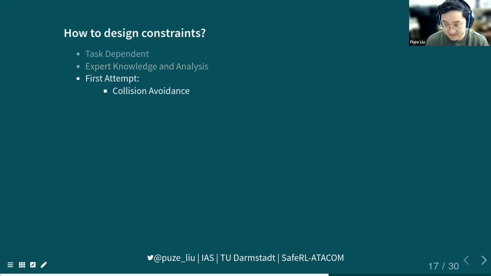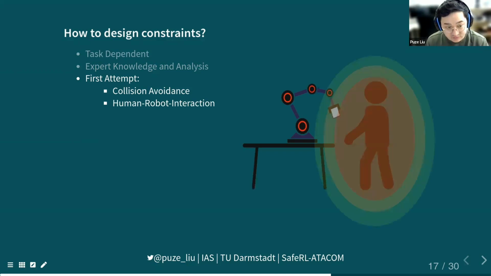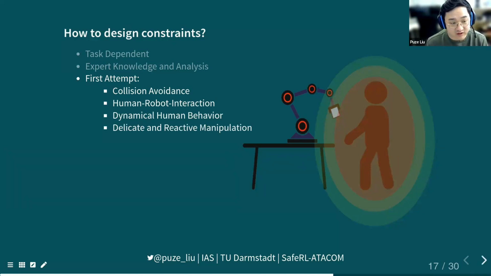We don't have a clear answer, but in the first attempt I would like to focus on the most common safety issue in robotics, that is collision avoidance. But we also want to focus on some more challenging tasks, for example, doing collision avoidance in human-robot interaction scenarios. In this kind of scenario, you will have a human sharing a workspace with a robot, so the human will behave dynamically, and you also want the robot to achieve a delicate and reactive manipulation task.